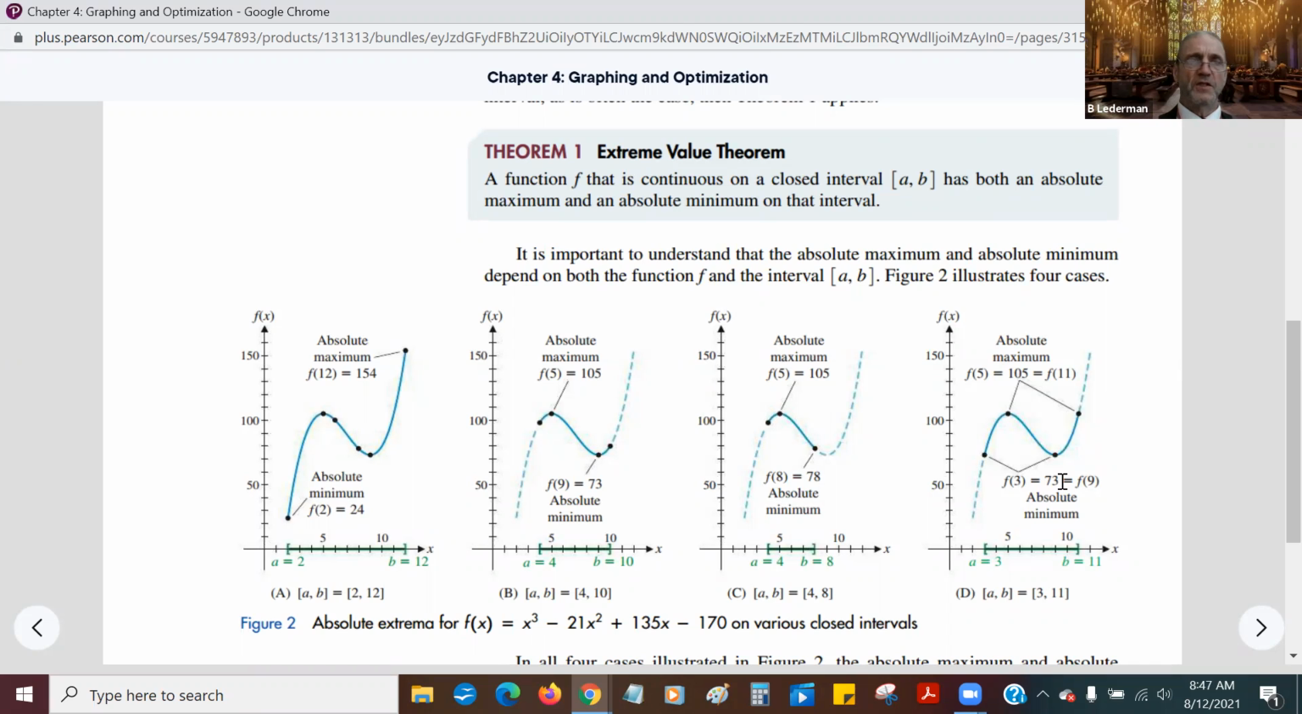Oh, by the way, what is the function? I forgot to mention, sorry. The function is x to the third minus 21x squared plus 135x minus 170. So we're looking at only pieces of the graph.